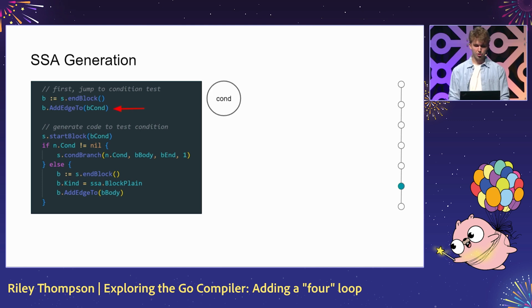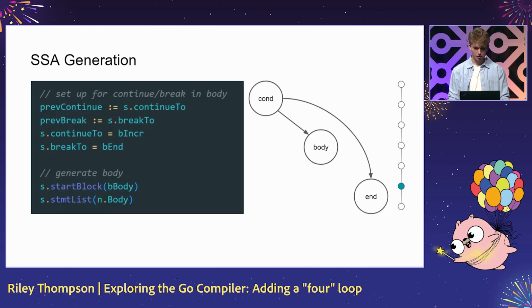We do this by first jumping to the loop condition, and then generating the code for that condition block. And then, if the condition is true, we'll branch to the loop body. And if it's false, then we'll branch to the loop end to escape it. Now we can start generating the SSA for the loop body itself.